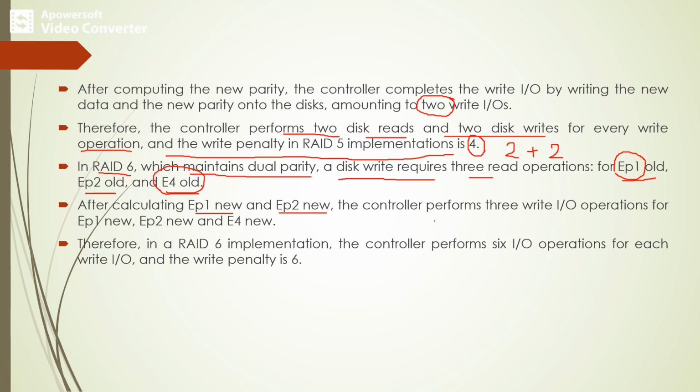The controller performs 3 write operations in order to write these parities followed by the new data. So in total I have to consider 3 read and 3 write operations, total 6. So the write penalty in the case of RAID 6 is 6. Therefore, in a RAID 6 implementation, the controller performs 6 IO operations for each write IO, and the write penalty is 6.